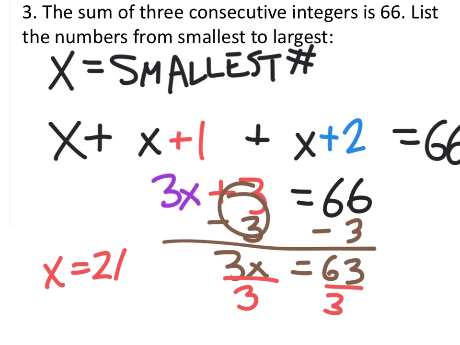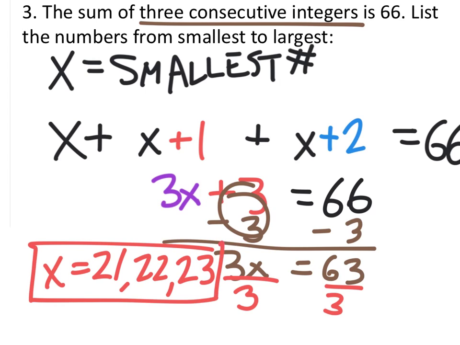Now this isn't finished though, because x was just the smallest number, and we need 3 consecutive integers. Well, if 21 is the smallest, the next biggest one would be 22, and the next biggest one is 23. Final thing, once again, you would want to just check this, and we can do that by simply adding 21 plus 22 plus 23, which needs to equal 66, which it does. You can put that into any calculator and see, and that works.